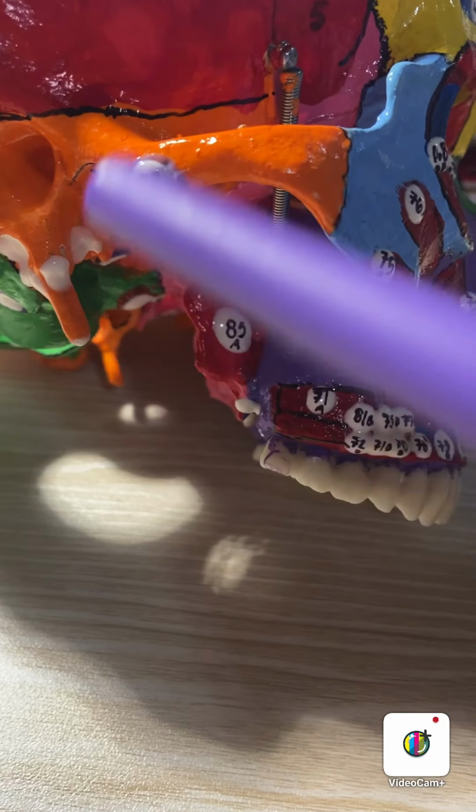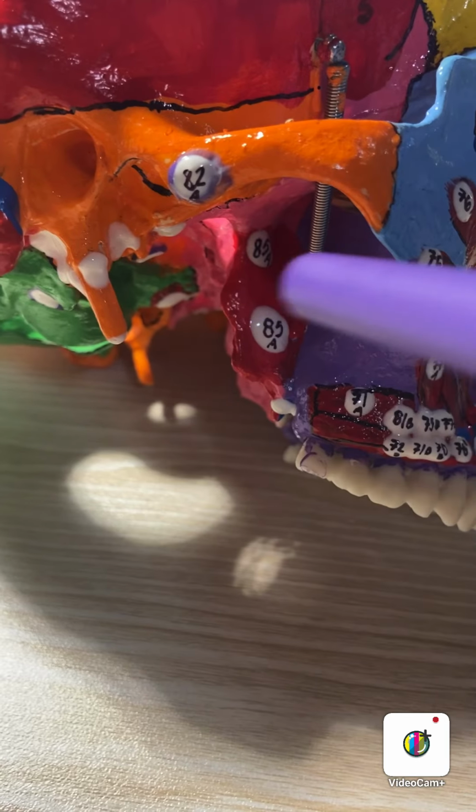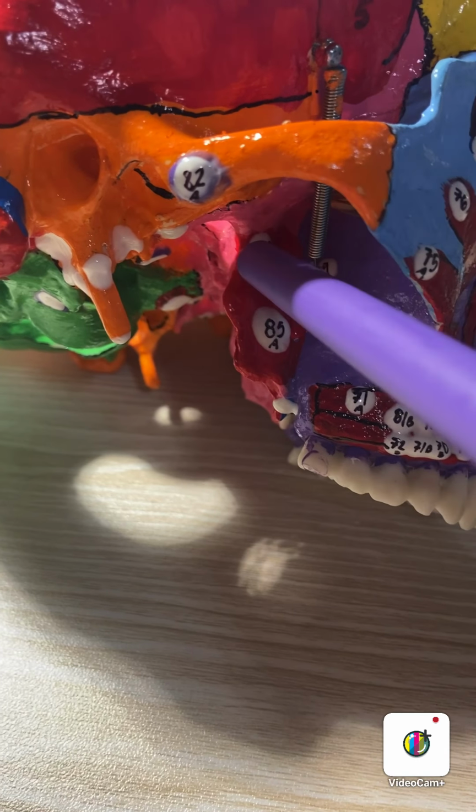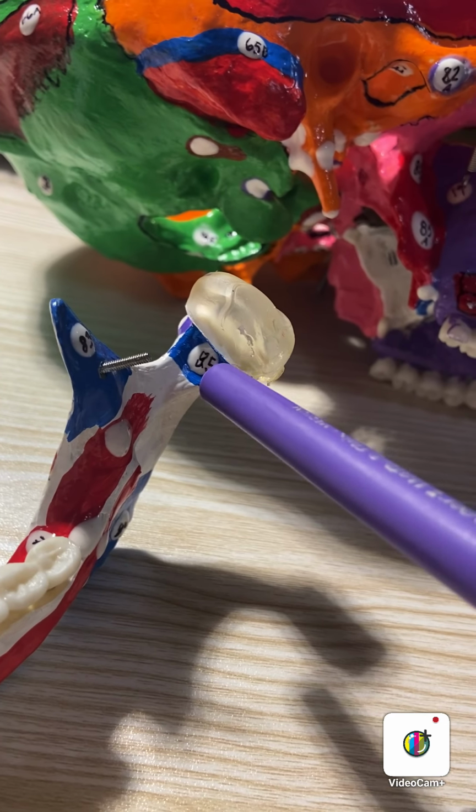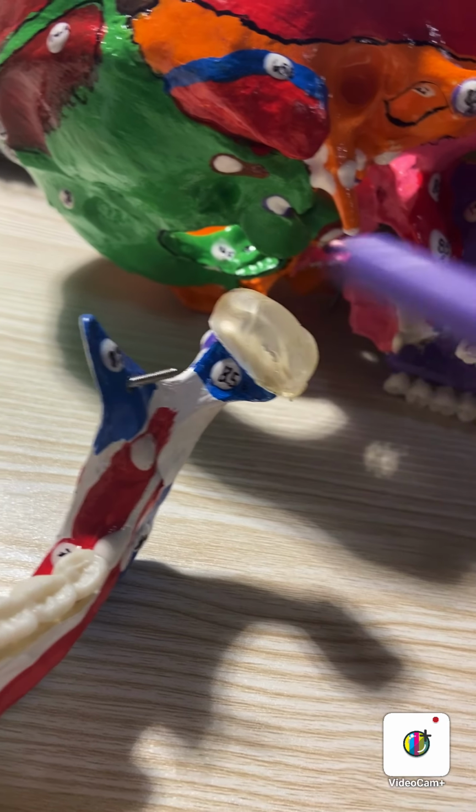This muscle is the lateral pterygoid. The origin is the greater wing of the sphenoid, and the insertion is here, the pterygoid fovea and the TMJ capsule.